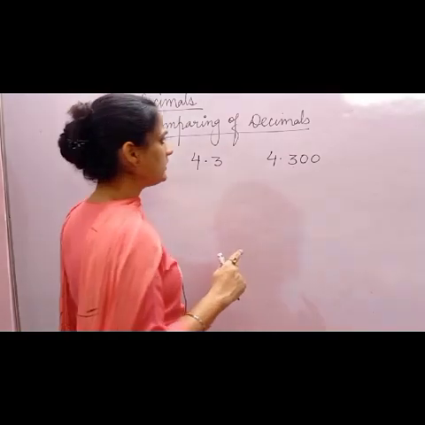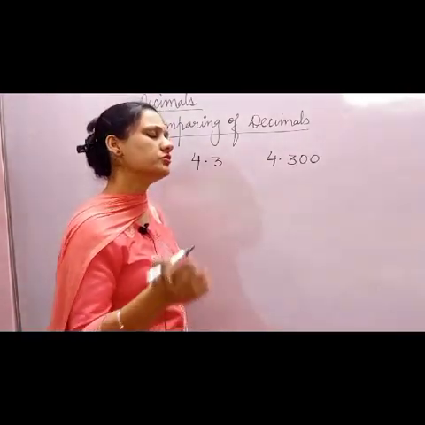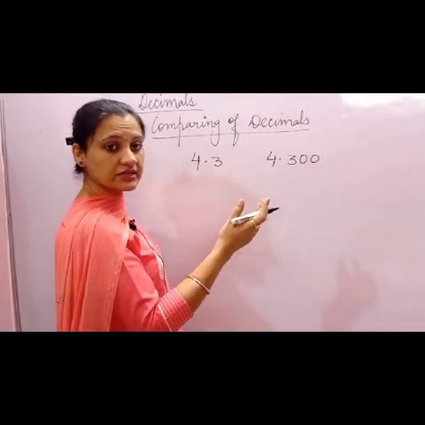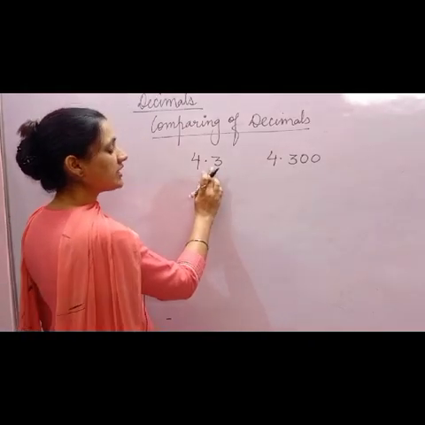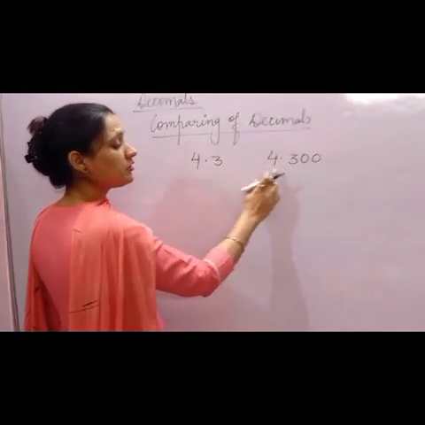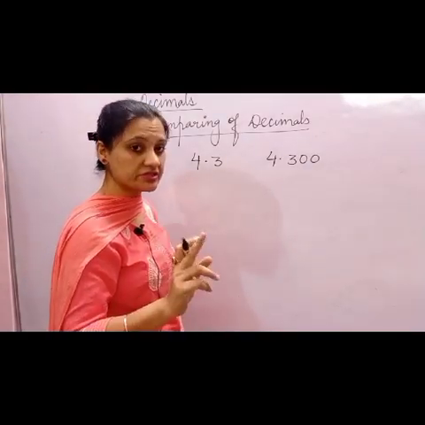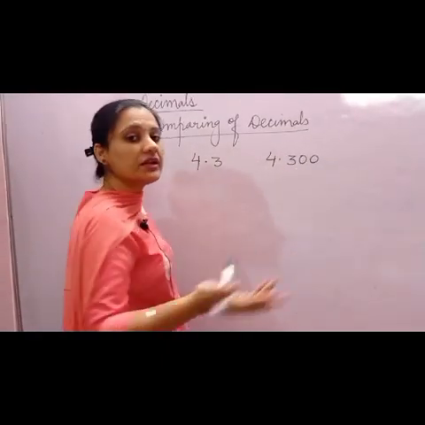First of all, you should understand, are they like or unlike decimals? I didn't tell you. Don't worry, I'll explain. What are like decimals and unlike decimals? Very simple to understand. The decimals which have the same number of digits after decimal. Same number of digits, not the same digit. Here how many decimal digits? 1. Here 3, which means they are unlike.